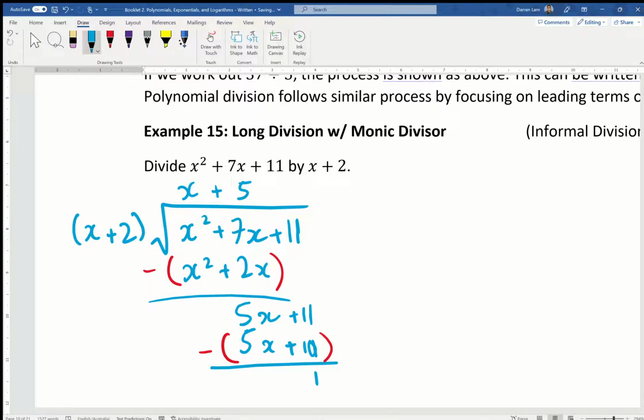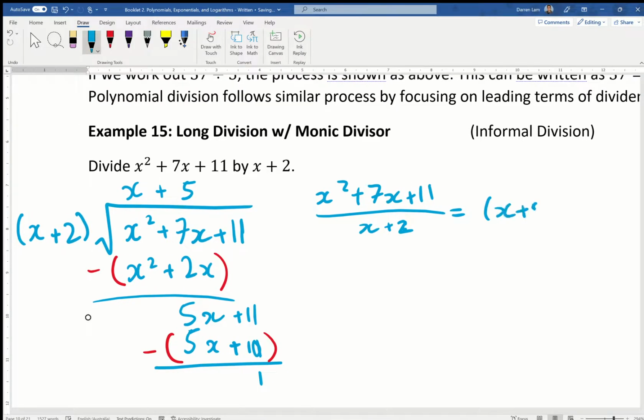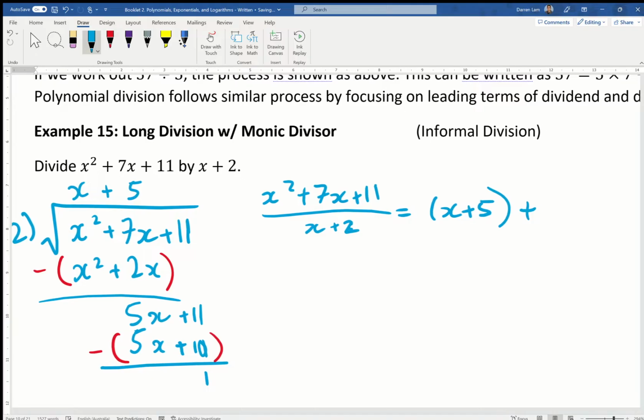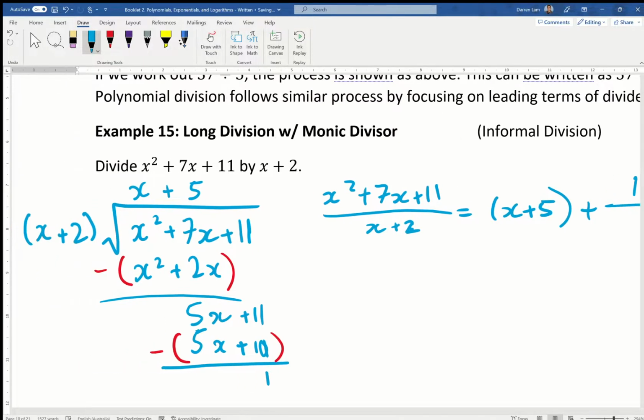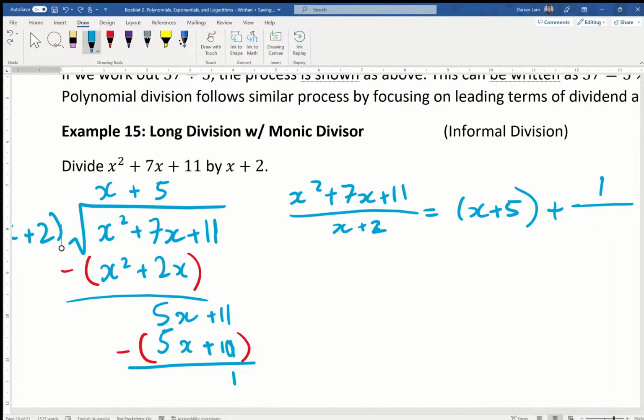Okay, so now how do we write this out, right? If we're dividing this function by that linear function, we can write it out as x squared plus 7x plus 11 over x plus 2 equals, now what do we get? Of course, we got the x plus 5. I'm just writing that in brackets for my sake. Plus, and the remainder is 1, but we don't just write 1, because it's not plus 1. That would still need to be divided by x plus 2. So it'd be plus 1 over x plus 2.